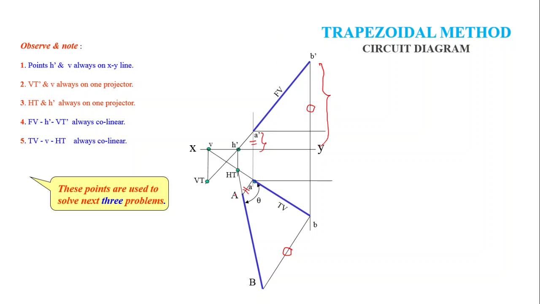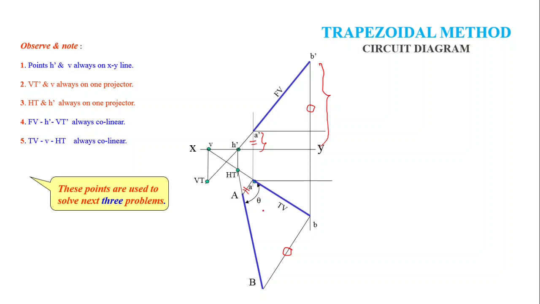AB, the true length of the line, capital AB, and the extension of that true length will meet at HT, horizontal trace. That means the horizontal trace is the meeting point of this true length and top view. And the angle between true length and top view is true inclination with HP, theta.